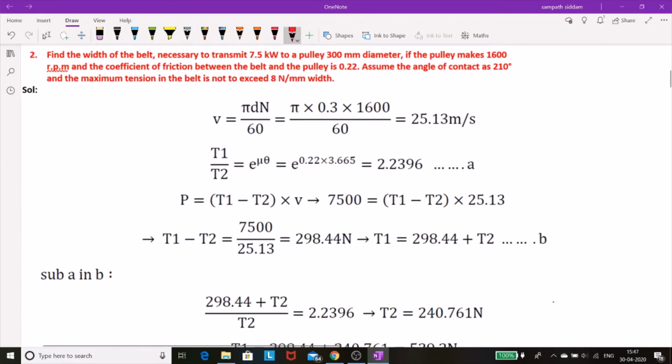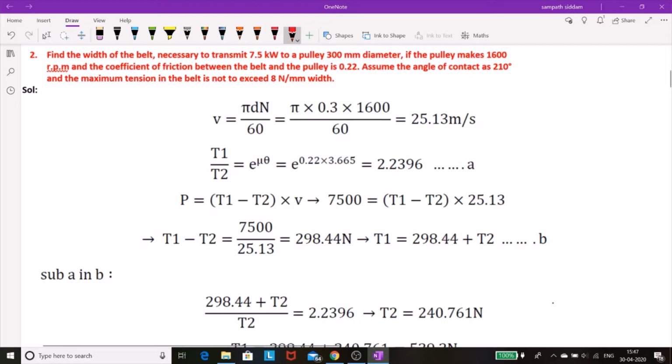Coming to problem number 2: find the width of the belt necessary to transmit 7.5 kilowatts to a pulley of 300 mm diameter. The pulley makes 1600 rpm and the coefficient of friction between the belt and the pulley is 0.22. Assume the angle of contact as 210 degrees and the maximum tension in the belt is not to exceed 8 Newton per mm width.